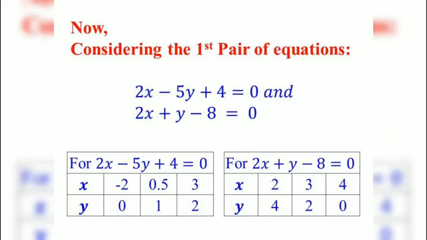Now considering the first pair of equations, that is 2x - 5y + 4 = 0 and 2x + y - 8 = 0. These two tables represent three pairs of values for each equation. By using these tables, we have to represent this pair of linear equations in two variables graphically.